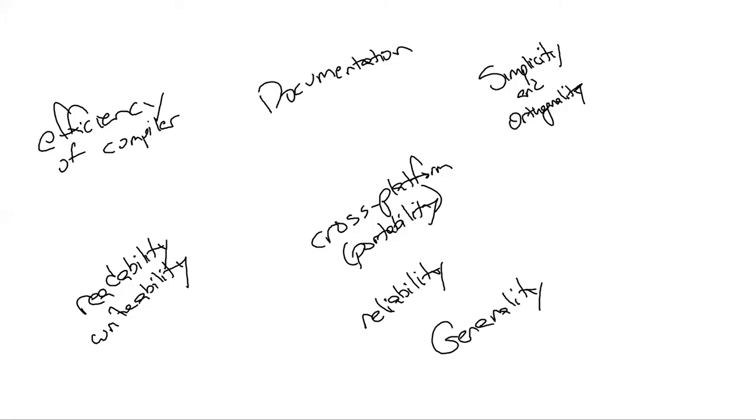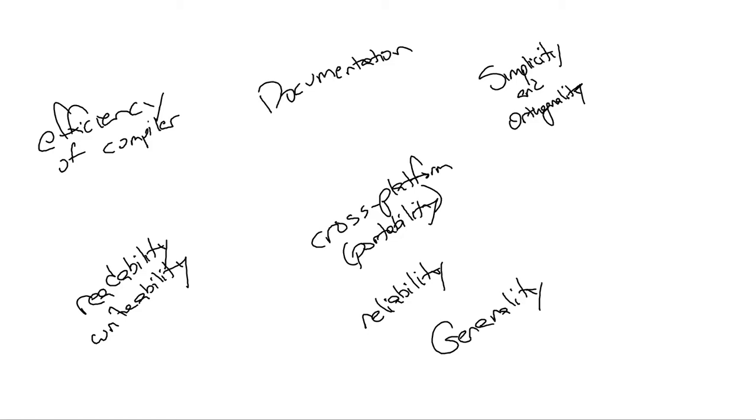So what I would like to do now is start identifying which issues or criteria we can use for evaluating languages. So we got ourselves a whole bunch of criteria from the audience: efficiency of the compiler, readability, writability, documentation, cross-platform or portability, reliability, generality, simplicity, and orthogonality. So let's start talking about these ideas.